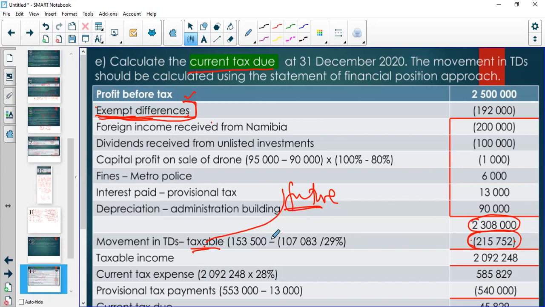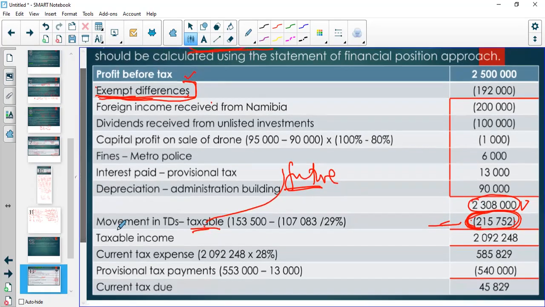When we say it's a taxable temporary difference, we're going to pay tax in the future. But when we calculate current tax, remember, current tax is what we pay to SARS today, this year. So when we want to determine that amount, we are told by SARS rules that you can pay this amount in the future. So we have to deduct it from this amount. So it means that our taxable income is going to be this amount here. So if this movement in temporary differences was deductible, it means it's deductible in the future, all right?